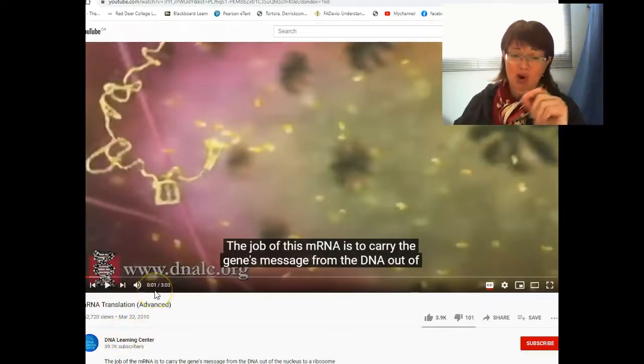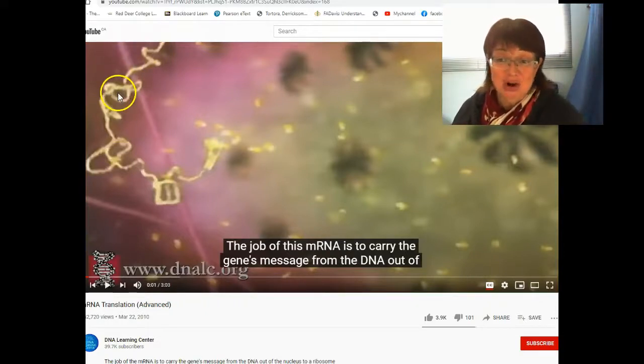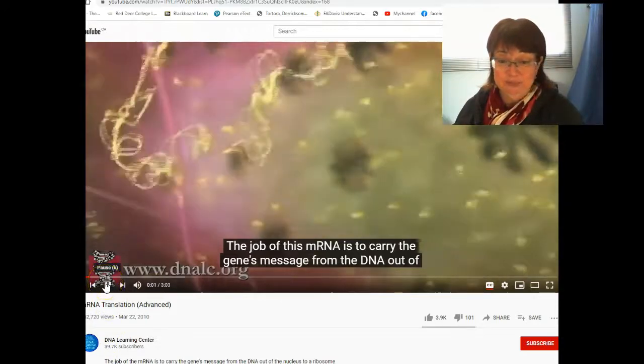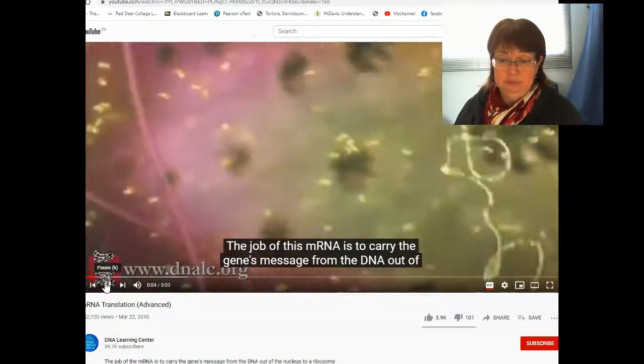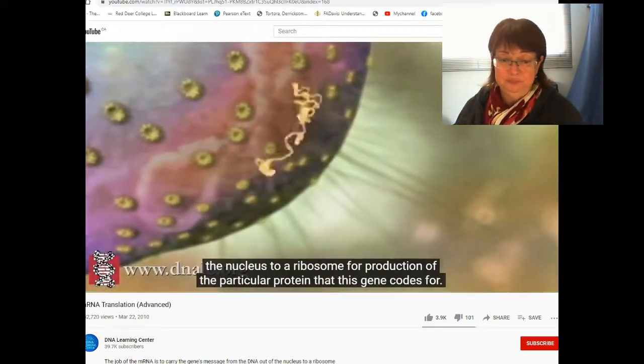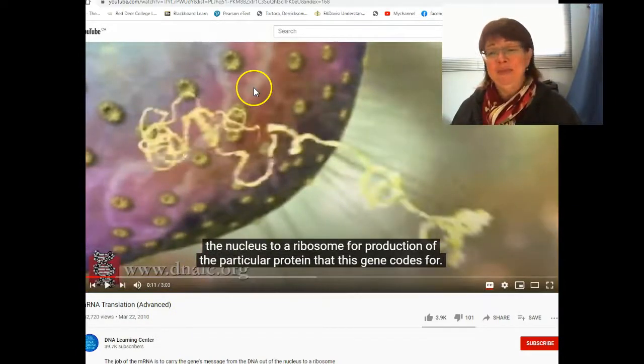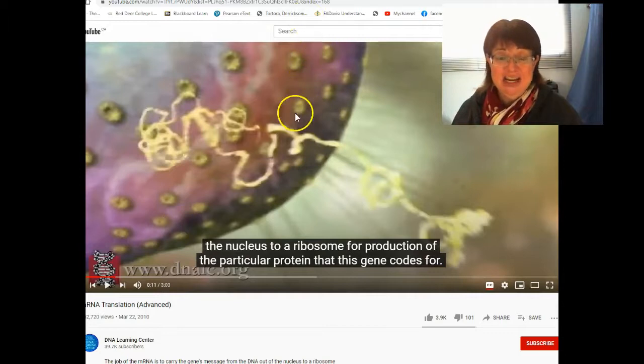Now we're going to continue on with the second process, translation. So here is the messenger RNA that has been created inside the nucleus. The job of this mRNA is to carry the gene's message from the DNA out of the nucleus to a ribosome for production of the particular protein that this gene codes for. So when you look at this diagram, let me associate it. Here is the nucleus, and these are the nuclear pores. So the messenger RNA has to come out of a certain area. Then the messenger RNA comes into the cytoplasm.